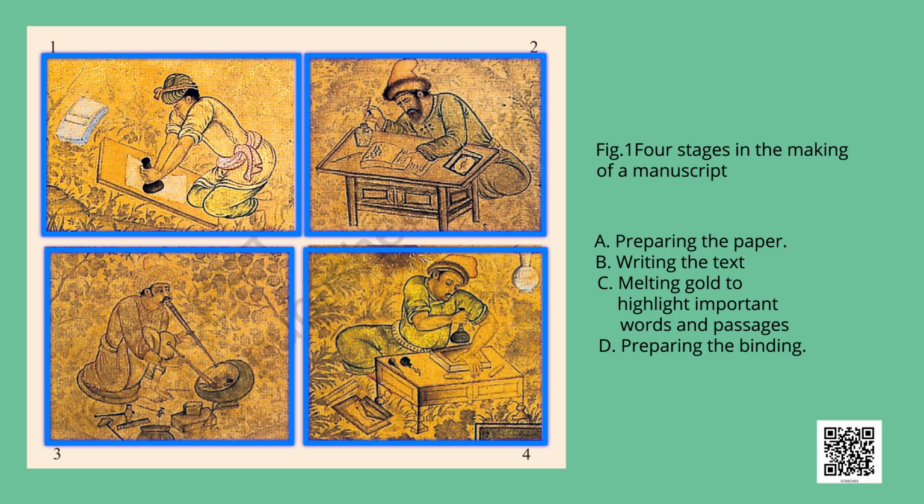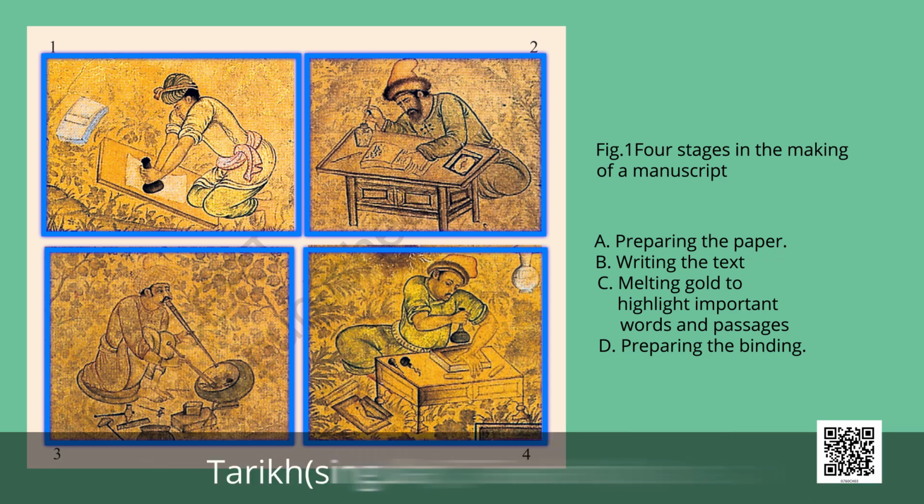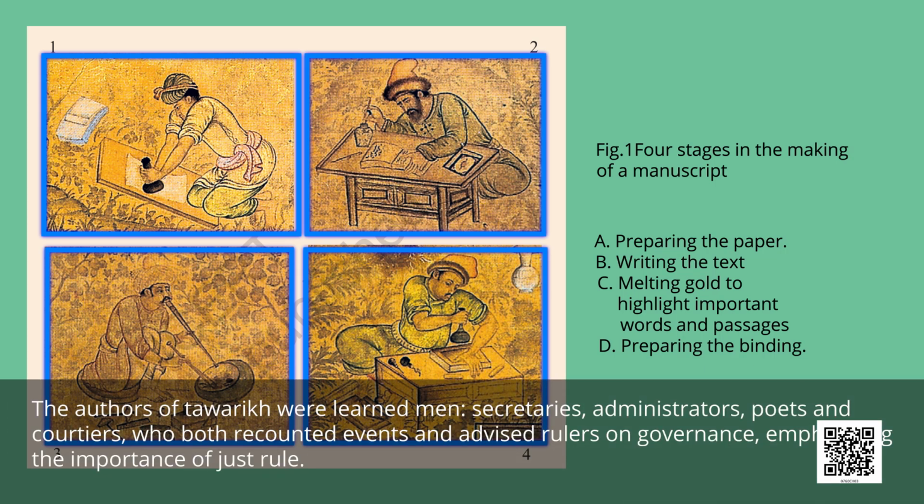So students, although inscriptions, coins and architecture provide a lot of information, especially valuable are histories: Tarikh, singular, Tawarikh, plural, written in Persian, the language of administration under the Delhi Sultans. The authors of Tawarikh were learned men, secretaries, administrators, poets and courtiers who both recounted events and advised rulers on governance, emphasizing the importance of just rule.